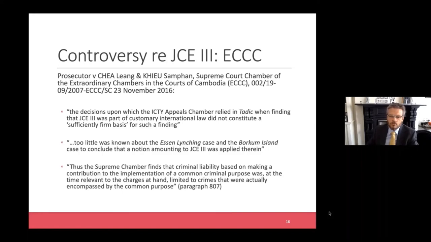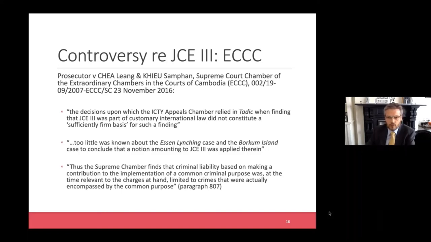JCE3, as a notion of criminal liability, did not exist under customary international law at the time of the charges, 1975 to 1979, the court said. Now, given that Tadic was the first international court to identify JCE3 and that it was wrong to do so based on post-World War II authorities, the most recent of which was in 1949, the ECCC judgment can be taken as an outright rejection of JCE3, not merely limiting it to the period pre-1980.